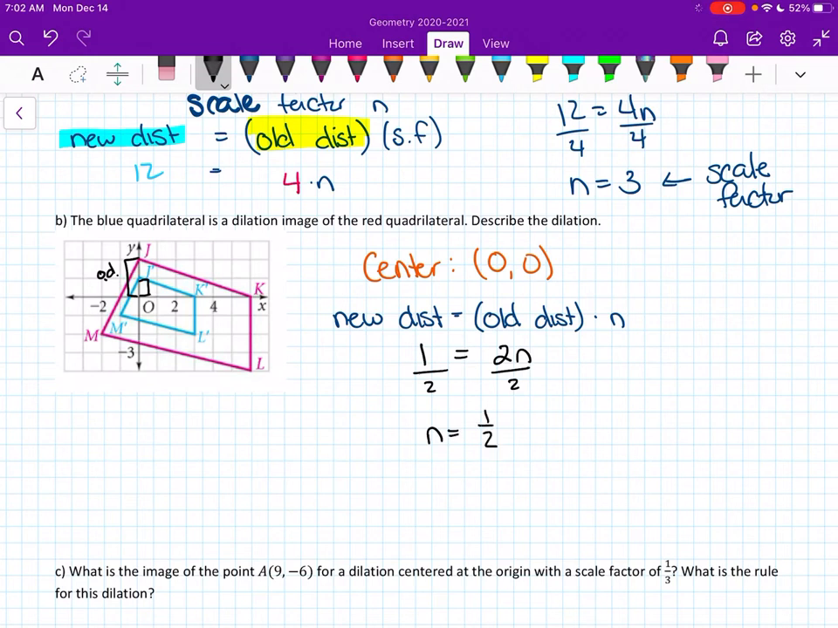Now let's check to see if that works. So my new distance from 0 to K prime is 3. Check, so I want new distance, 3. Old distance, 0 to K, is 1, 2, 3, 4, 6, times N, which we said was 1/2, and I get 3 equals 3, so it checks.